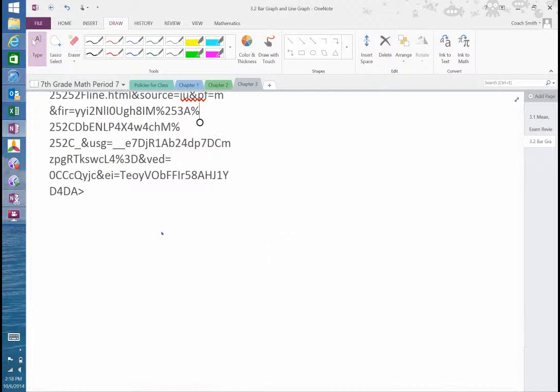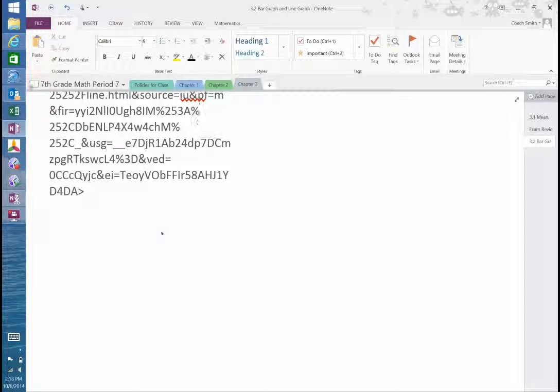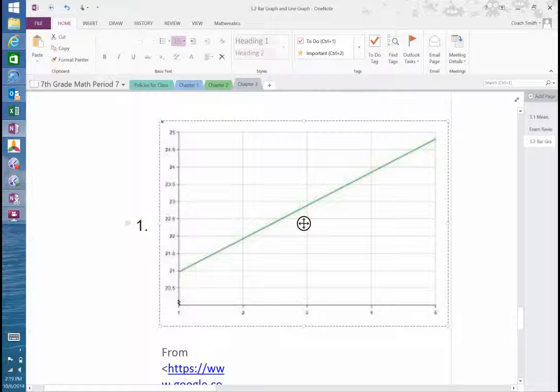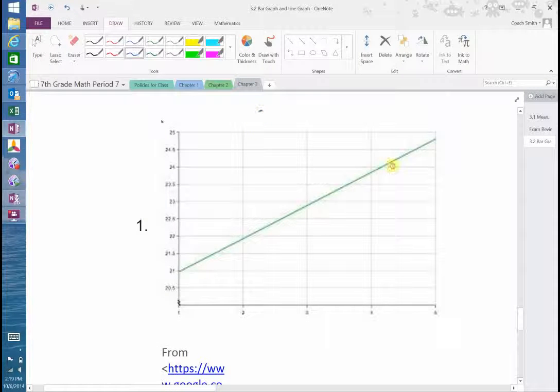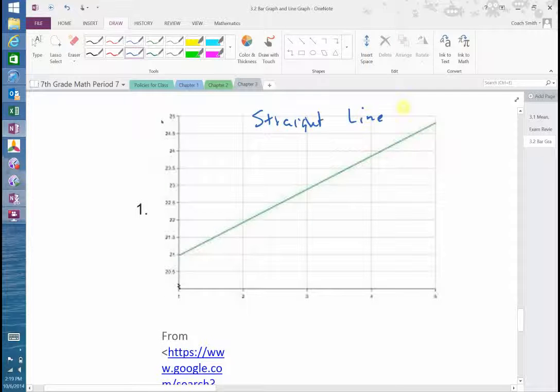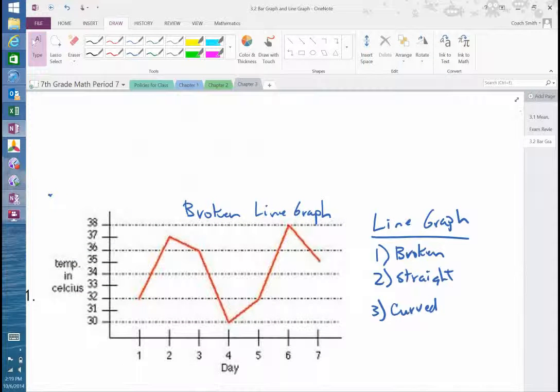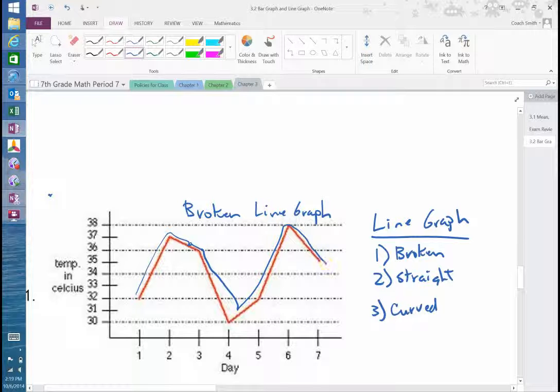Okay. Now, this one is a straight line graph. Okay, because there's no breaks in it. This is a broken line graph because there are breaks in it. Goes up, breaks, comes down, breaks, there. Okay. That is a broken line graph.